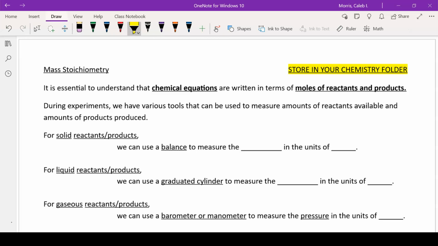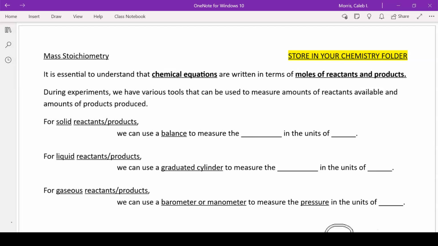There's a couple things I want to make sure that I emphasize at the very beginning. It's really, really important that you understand that chemical equations are written in terms of moles of reactants and products. Now you may remember that we sometimes talk about it in terms of particles, individual particles, atoms, and molecules. That's true too. But remember that a mole is just a number, so if it's a number of particles, like a mole is, we can do that.